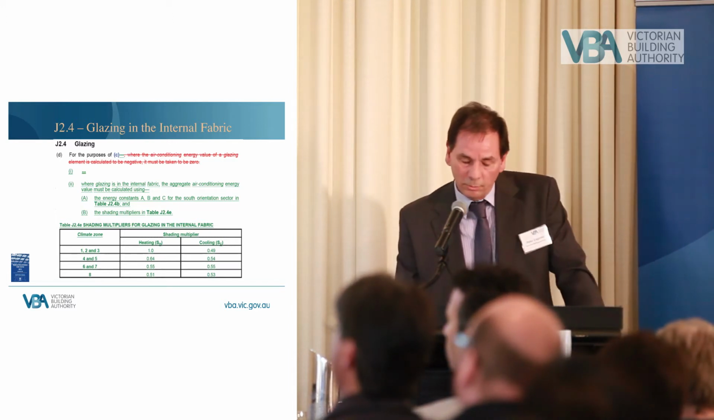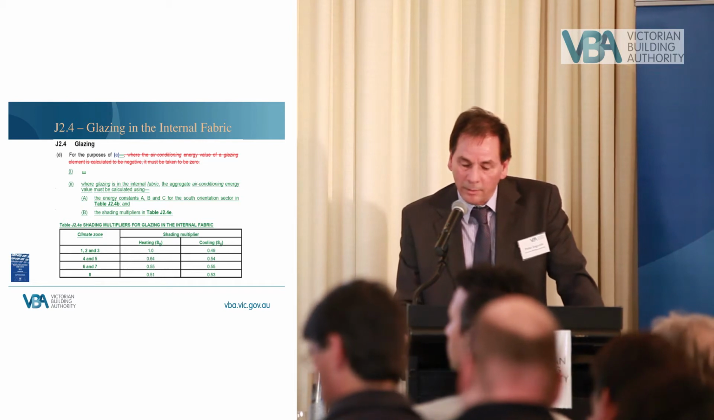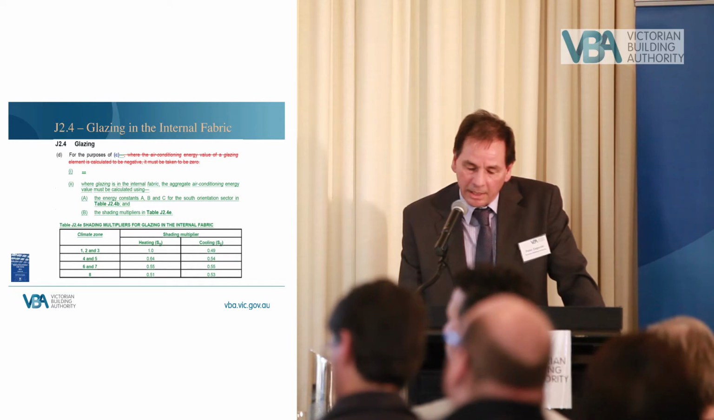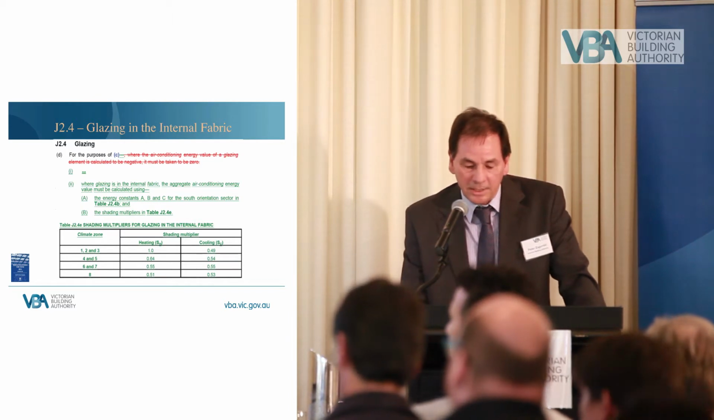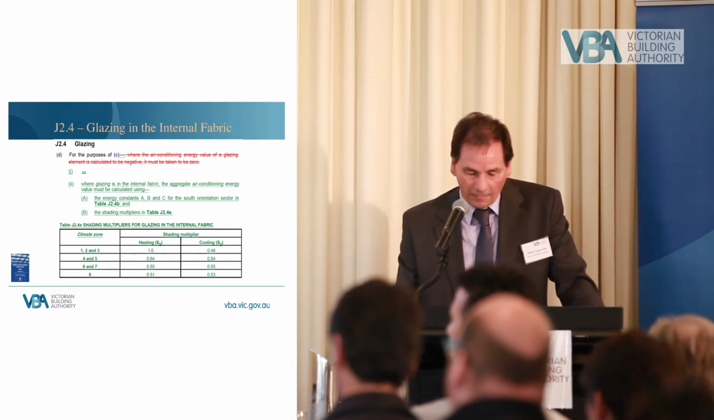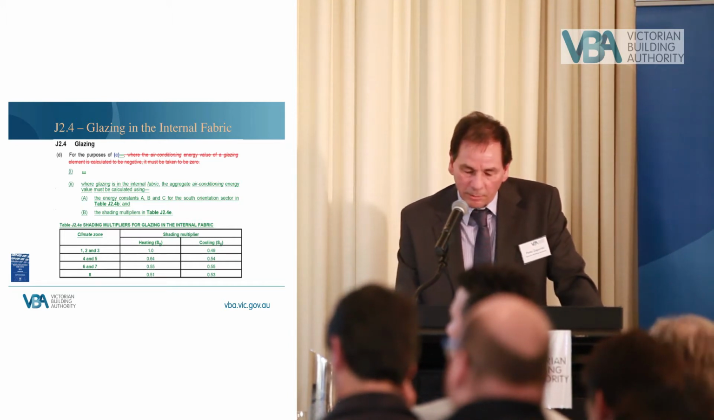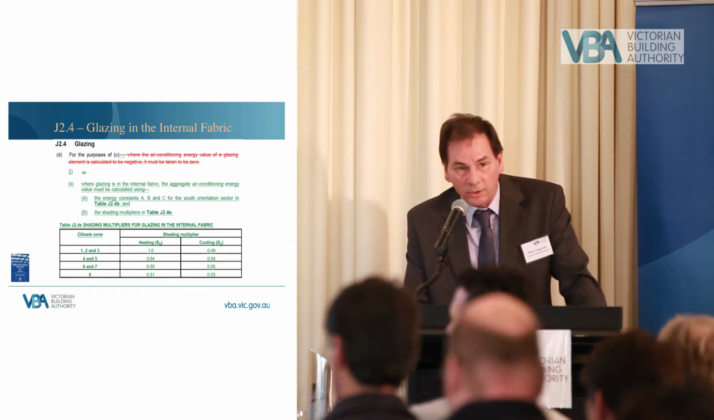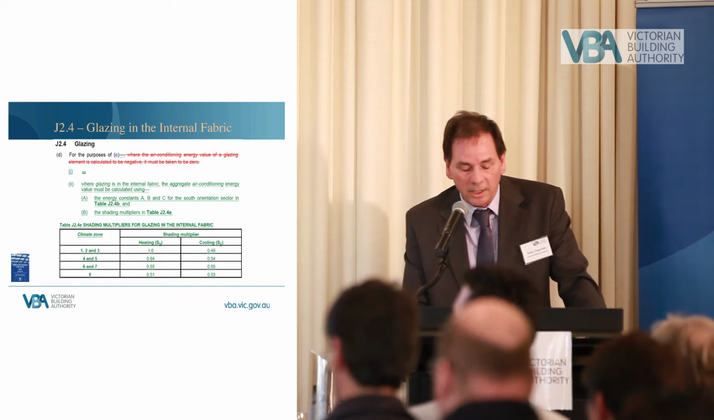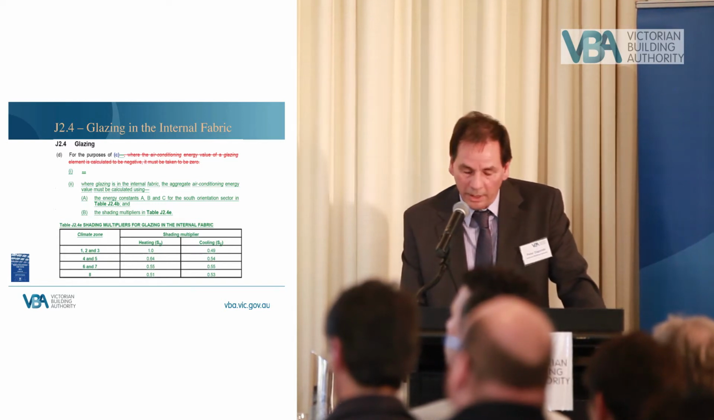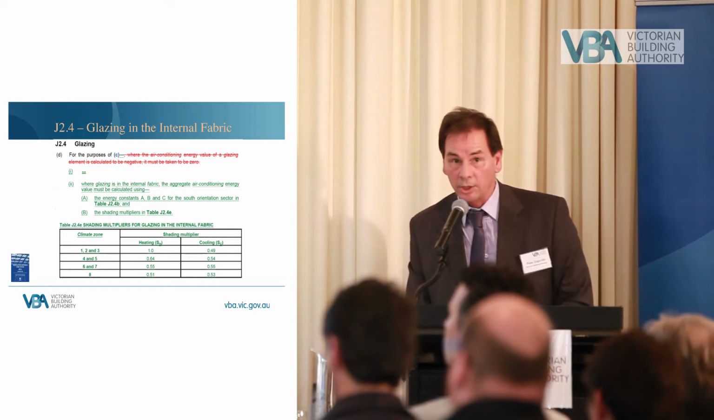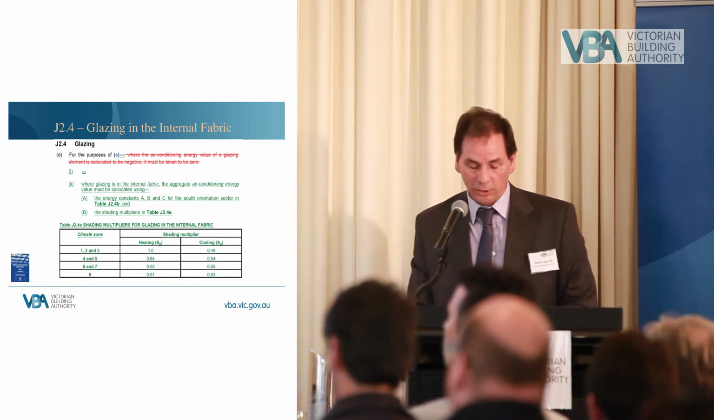The amendment to J2.4 includes the requirements of J2.4D2, which detail how aggregate air conditioning energy value for glazing in the internal fabric must be calculated. Specifically, these new subclauses state that the energy constants A, B, C for the south orientation sector in Table J2.4b must be used, and that the shading multipliers from a new Table J2.4e must be used.